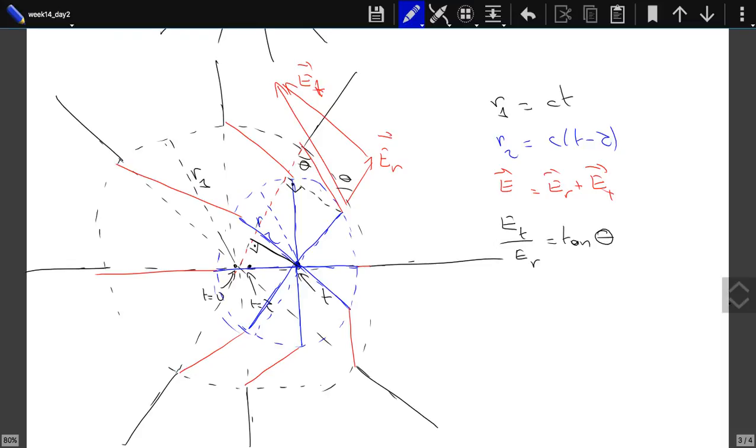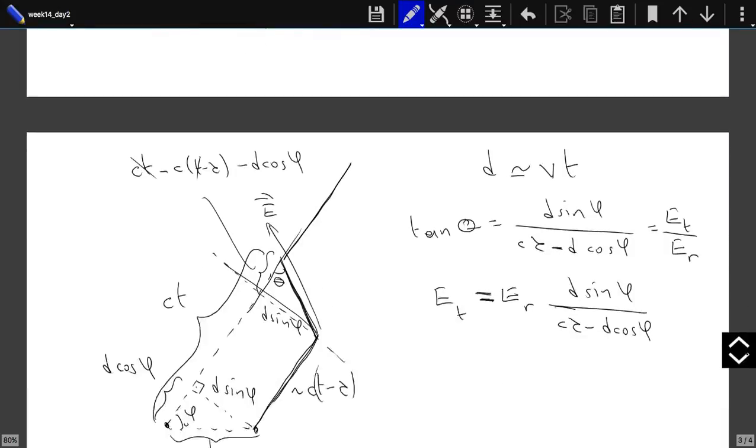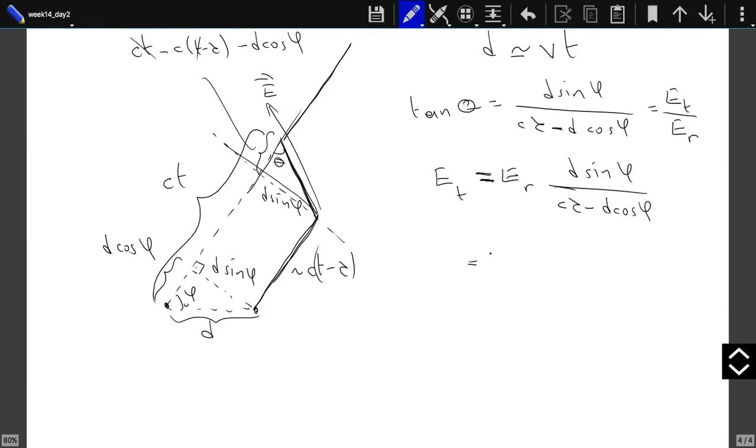But the radial component of the electric field at this point and at that point are more or less equal, because we already assume that this region is very thin. Tau is very small. So that basically tells me that this is equal to 1 over 4 pi epsilon 0 q over r squared d times sine phi divided by c tau minus d cosine phi.